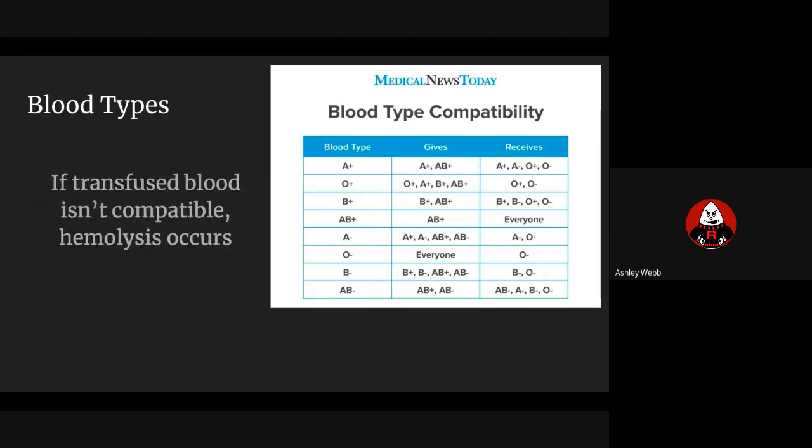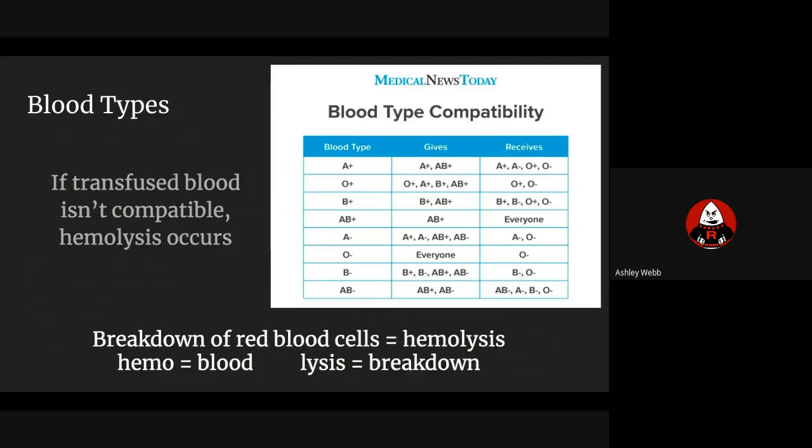Blood type compatibility is important, because if blood is transfused and it's not compatible, then hemolysis occurs. If we look at hemolysis and take hemo, which means blood, and lysis, which means breakdown or destruction, then the breakdown of red blood cells is what we call hemolysis.